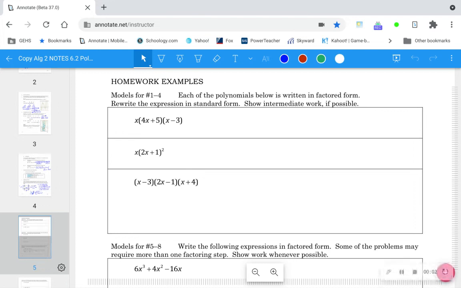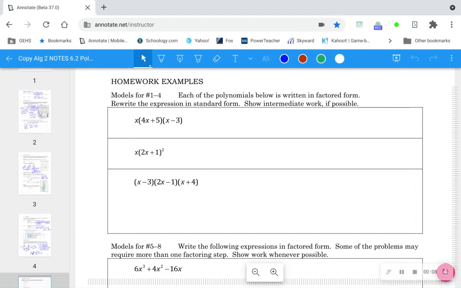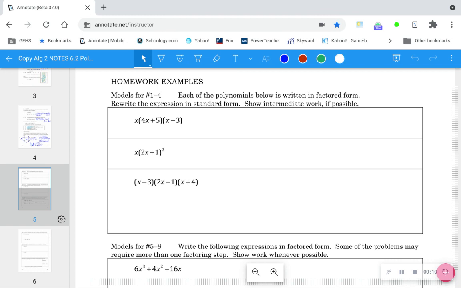Okay, this is page 4, possibly page 5. Let's see here. Yeah, this is page 5 of the 6.2 notes for Algebra 2. And this is some examples that directly tie to the homework. So we're going to start with this first example here.